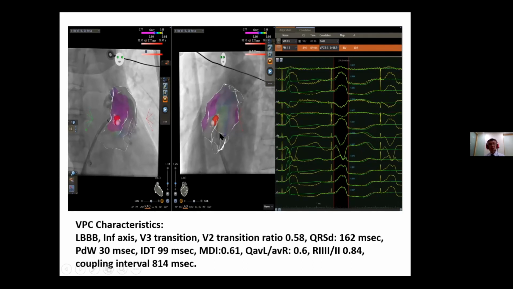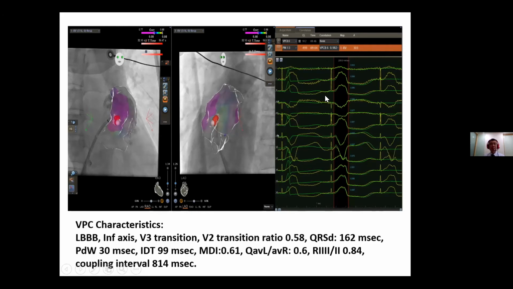the view for the location of the highest pace map area, and this is the surface EKG of the PVC. You can see the transition area is V3, and the V2 transition ratio is 0.58. That means it could be coming from the right side. The pseudo delta and MDI are shown here, and the aVL-aVR ratio is 0.6. Also you can see the inferior leads have some notches, and lead one is positive. The aVL is negative, but not less negative. So that's why we got a successful site near the right coronary cusp.